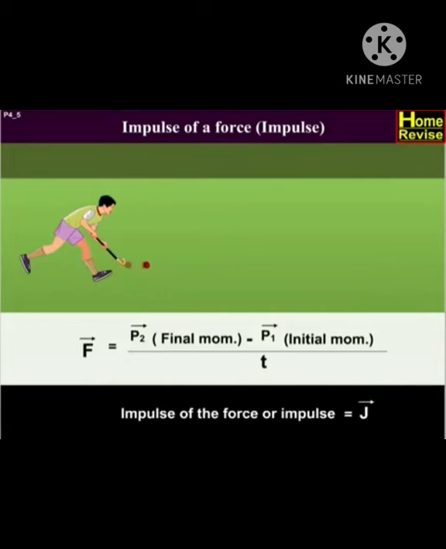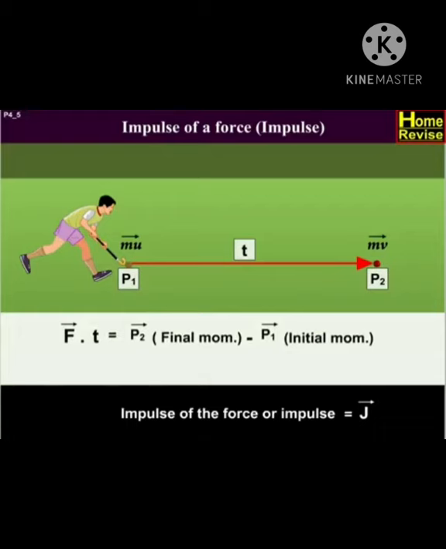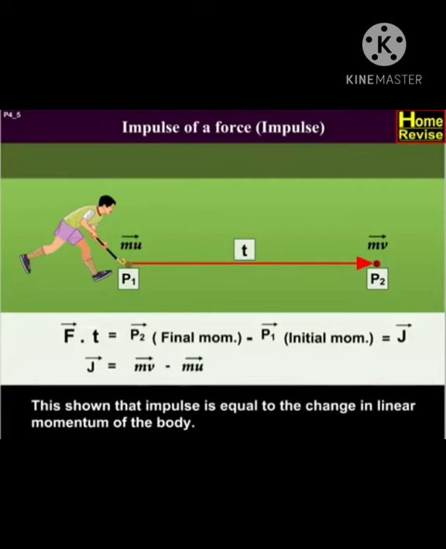Impulse of the force, or impulse vector F dot t, is equal to vector p2 minus vector p1, that equals vector J, that equals m vector v minus m vector u. This shows that impulse is equal to the change in linear momentum of the body.